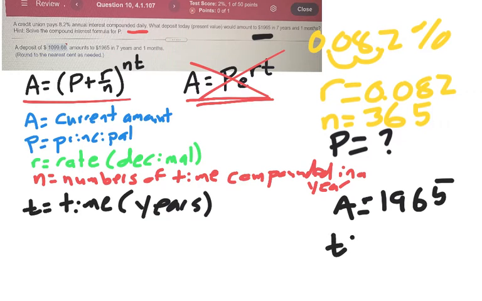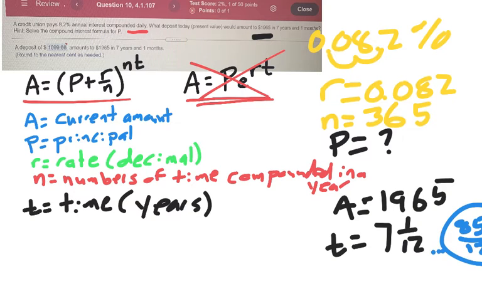And then the time is 7 years and 1 month. So since it has to be in years, we could think about that as being 7 full years and then 1/12 of another year, because it's 1 out of 12 months. And I would go ahead and make that into an improper fraction. So 7 and 1/12, that is 85 over 12. Oh, sorry, hit the wrong button. There it is, 85 over 12.